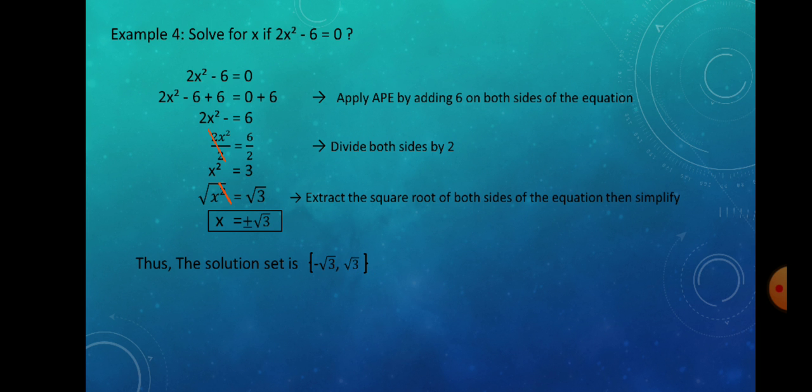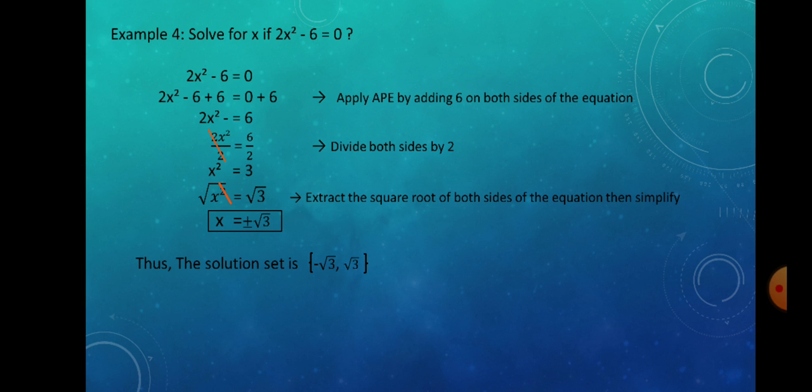For number 4, solve for x if 2x squared minus 6 equals 0. So, we apply the addition property by adding 6 on both sides of the equation. Our equation will become 2x squared minus 6 plus 6 equals 0 plus 6. So, we can cancel negative 6 and positive 6. What is left is 2x squared. Then, 0 plus 6, the answer is 6. Then, we have 2x squared over 2 is equal to 6 over 2. We divide both sides by 2 so that x squared is left.